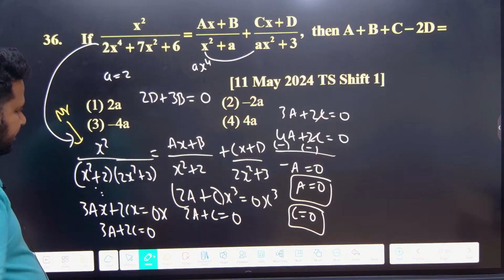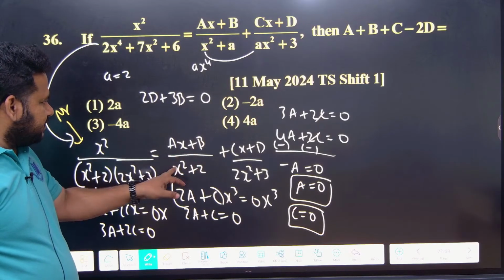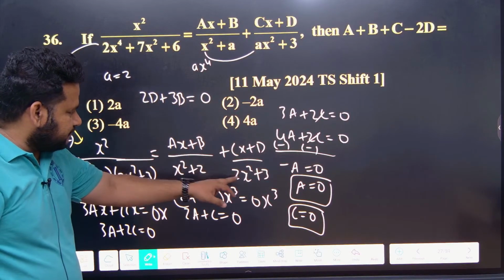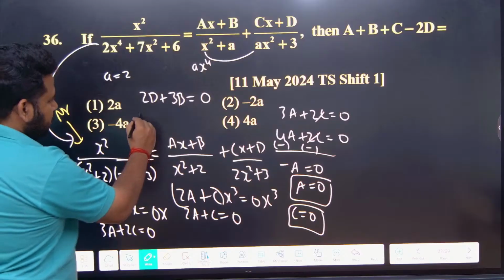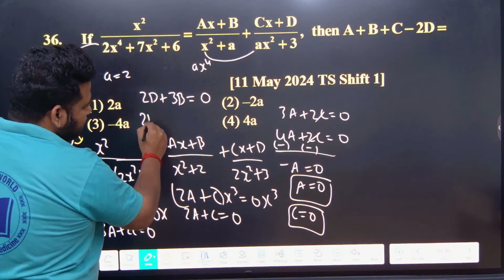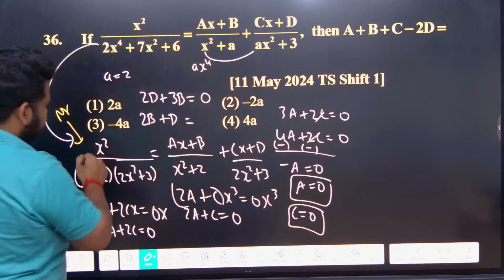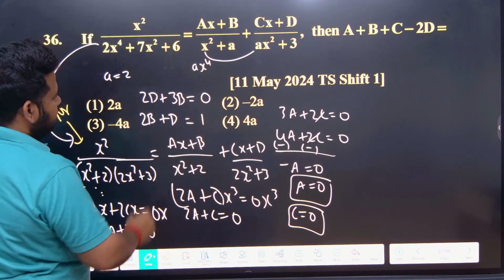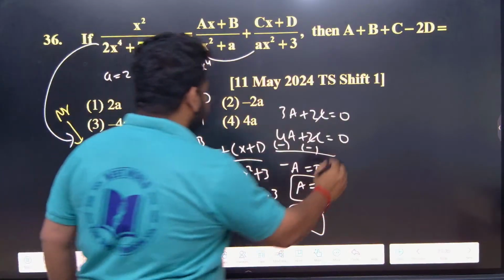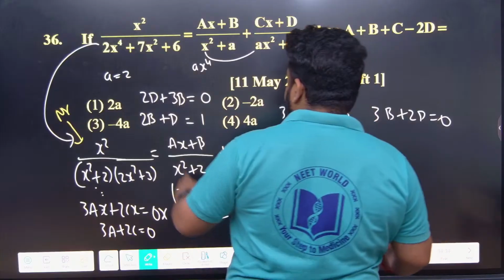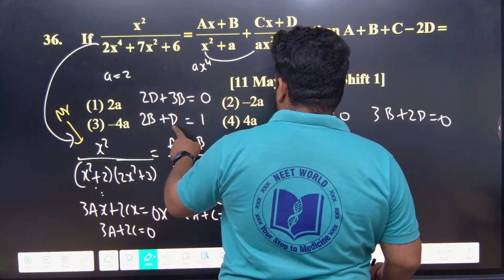Now if you look at this x square term, bx square, this is b into 2, so 2bx square. I can write it as 2b plus d is equal to the x square coefficient, which is 1. So I have another two equations: 3b plus 2d is equal to 0, and 2b plus d is equal to 1.